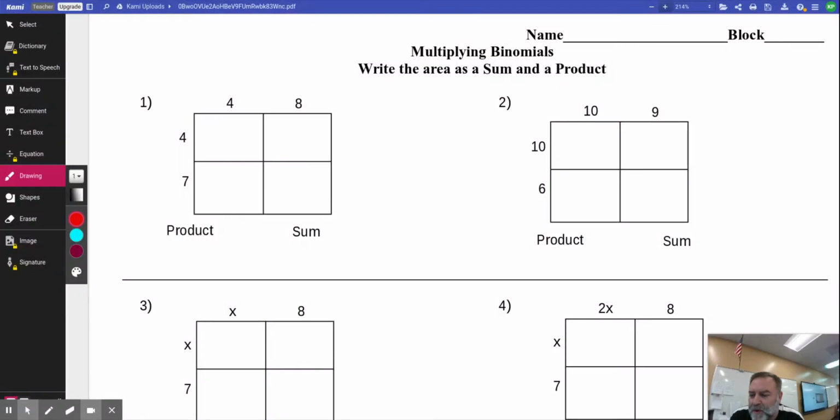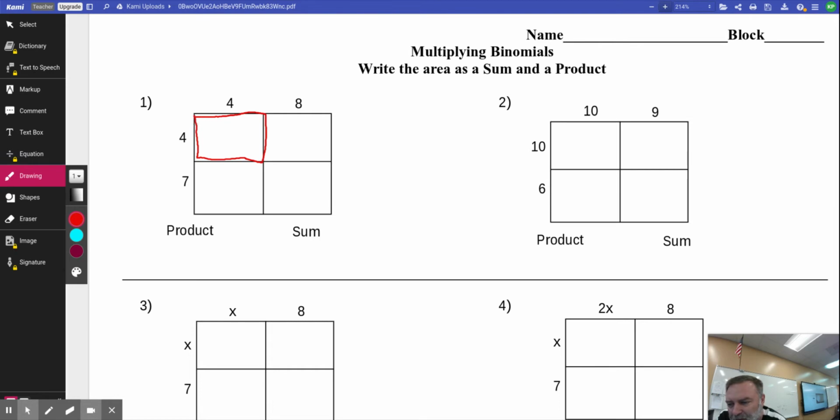We are going to be multiplying binomials, which are polynomials. Bi means two terms, and poly means many terms. And we're going to do it by finding area. The area of a rectangle, you just multiply base times the height.